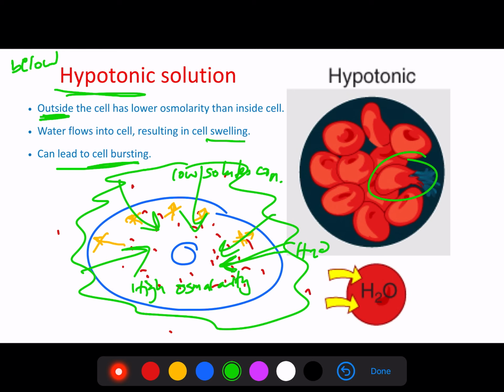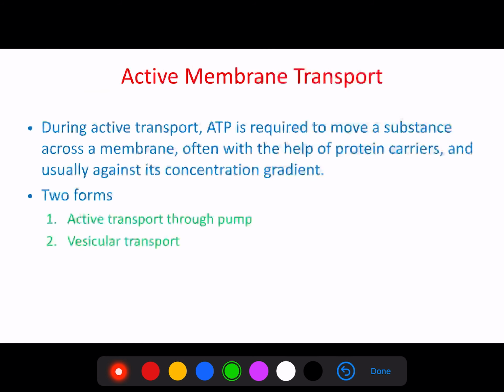Now, these terms are important, as we said earlier, because we need to make sure that our patients are receiving isotonic solutions. We don't want to cause them tonic shock, meaning giving them a hypotonic or hypertonic solution, which will affect the blood cells. So I will stop here. When we come back, we will talk about active membrane transport.